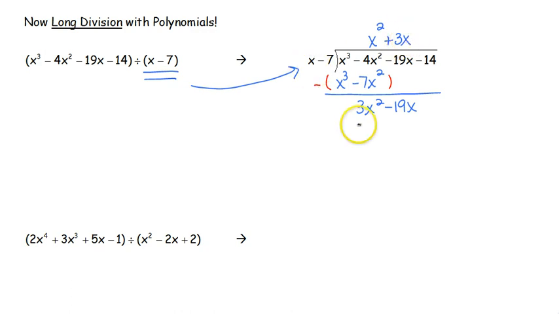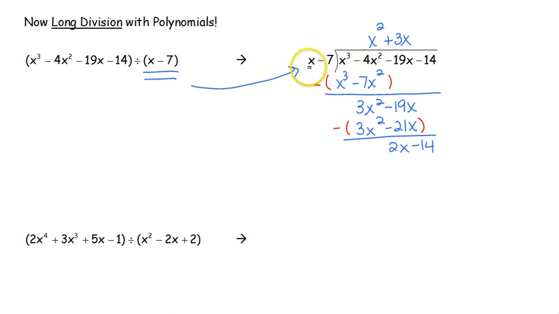3x times x is 3x squared. 3x times a negative 7 is a negative 21x. And again, we are going to distribute a negative to that second piece because we're subtracting that quantity. So 3 minus 3, those cancel. Negative 19, negative negative means that this is a positive 21, which is going to leave us with a positive 2x. Bring down the next piece of a negative 14.